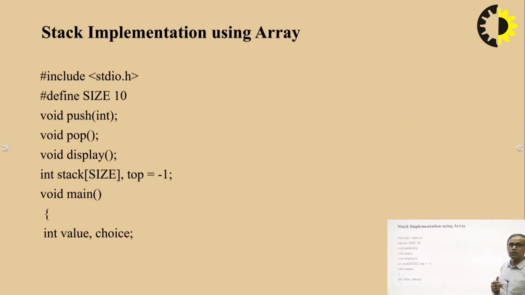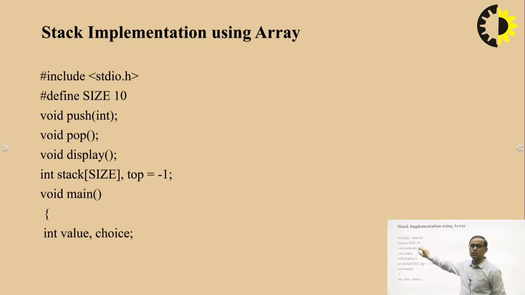Next topic is stack implementation using array. Here we will understand the C program to implement the concept of stack using array. In this program, first we have declared a header file, then we have defined the size 10. It means our stack can contain a maximum of 10 elements. Now after that we have declared 3 functions.